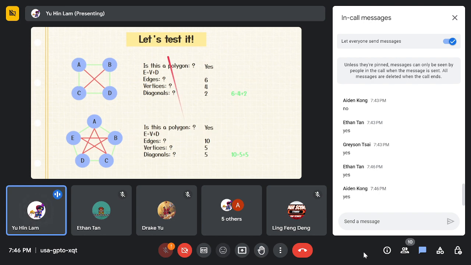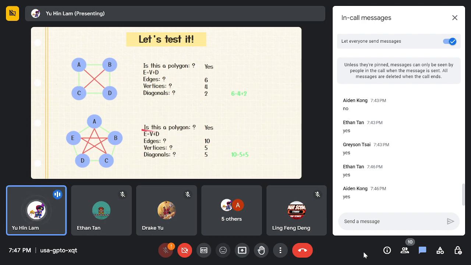So that means let's also test our equation. We will first count our edges, which would be 1, 2, 3, 4, 5, 6, 7, 8, 9, 10. So we have 10 edges. And then now let's count our vertices, or our knobs, which is our dots, which would be 1, 2, 3, 4, and 5. So we have 5 vertices. Now let's finally count our diagonals, which we have 1, 2, 3, 4, and 5. So we have 5 diagonals.